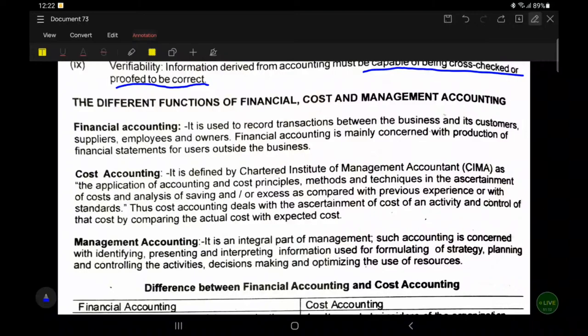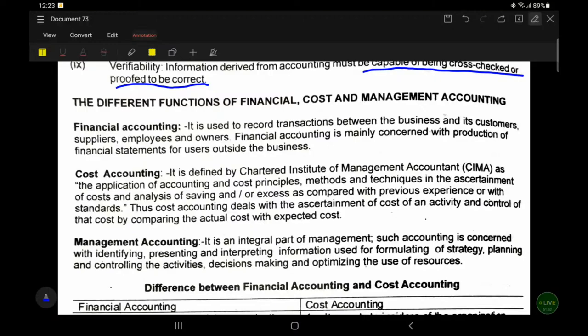And with cost accounting, we are talking about accounting for the costs of the business and ascertaining them in order to make decisions within the organization. So cost accounting information is used internally. We'll get the difference between financial accounting and cost accounting. Cost accounting information is used internally, but financial accounting information is used both internally and externally. So with cost accounting, you are talking about the ascertainment of cost that you incur within the business.